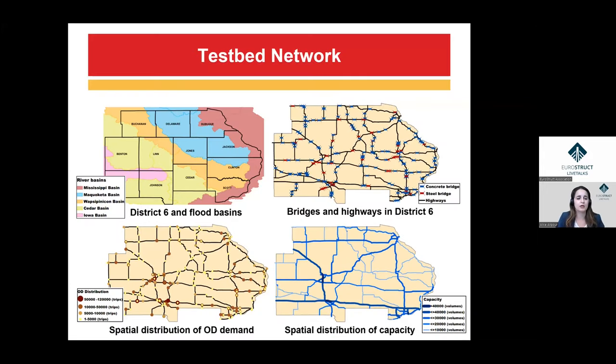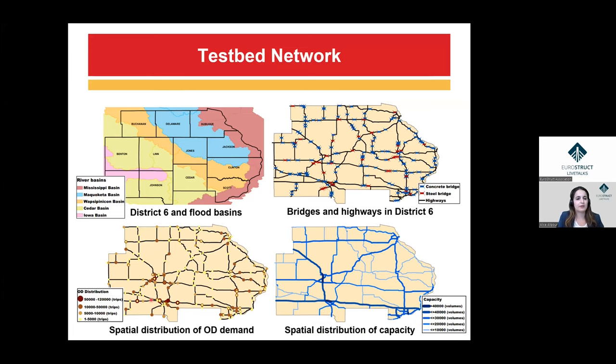More local roads. With that, you can see that we have the location of the bridges. We break down the bridges into steel and concrete bridges, and the idea is that they would have different vulnerabilities in flooding events.